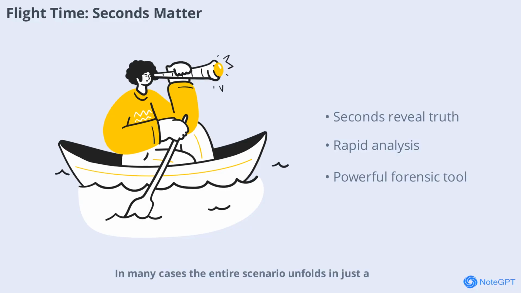In many cases, the entire scenario unfolds in just a few seconds, the flight time of the projectile. Yet, within those seconds, forensic experts can extract a wealth of information that can prove or disprove a suspect's story. This rapid analysis is one of the reasons why projectile motion is such a powerful tool in investigations.